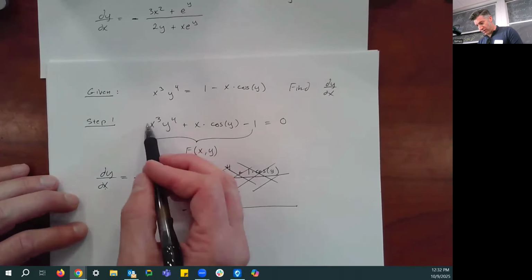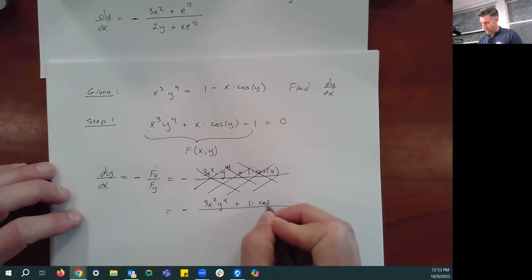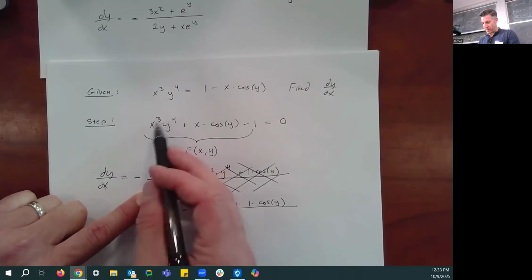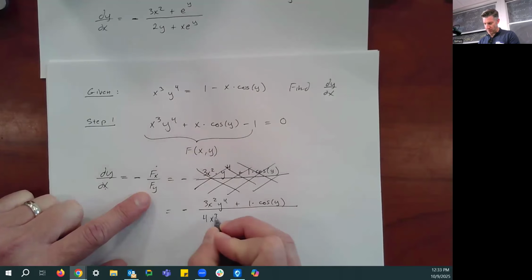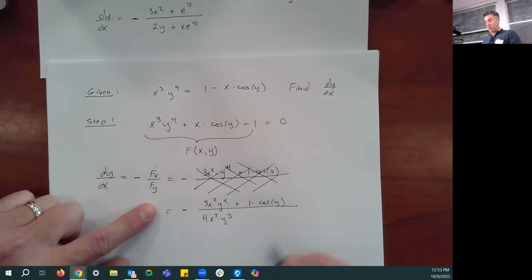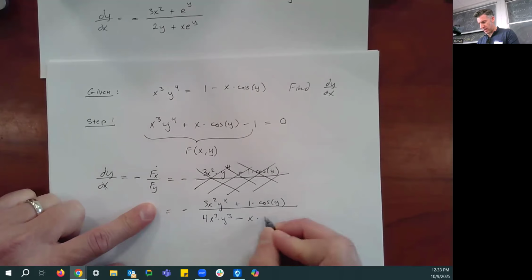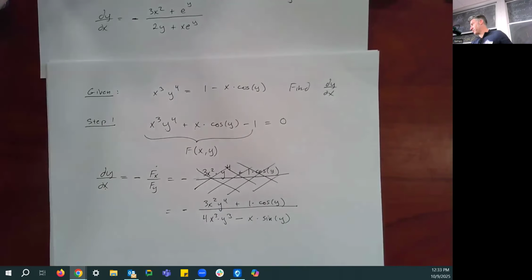The derivative with respect to x of this thing here is exactly what I'd written there: 3x squared times y to the fourth plus 1 times cosine of y. And then on the bottom goes fy. The partial derivative with respect to y is going to be x cubed times 4y cubed, or as I would probably write it, 4x cubed times y cubed, plus x times the derivative of cosine of y, which is plus x times negative sine of y, or minus x times sine of y. Sometimes your brain just sees the wrong thing.